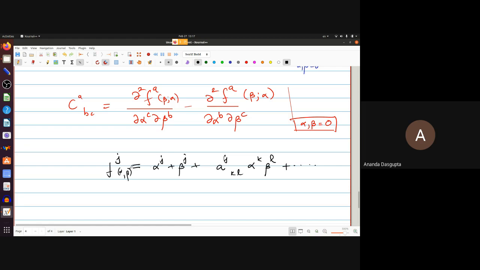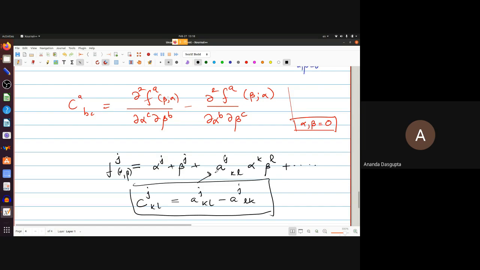Notice when you partially differentiate f with respect to alpha and beta, and then put alpha equal to beta equal to 0, the only term which survives is this one. Two derivatives get rid of this, and the terms with higher numbers of alphas and betas will still have alphas or betas left after differentiation. So when you put alpha and beta equal to 0, those vanish. You will actually get CJKL, the C's are directly related to these coefficients.